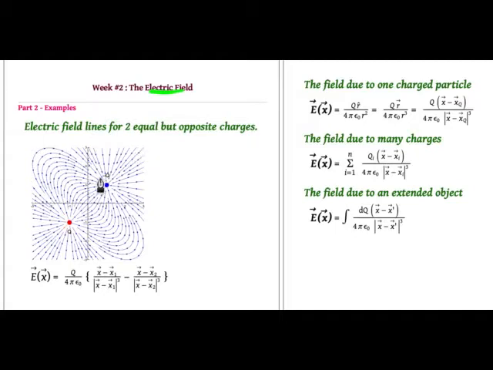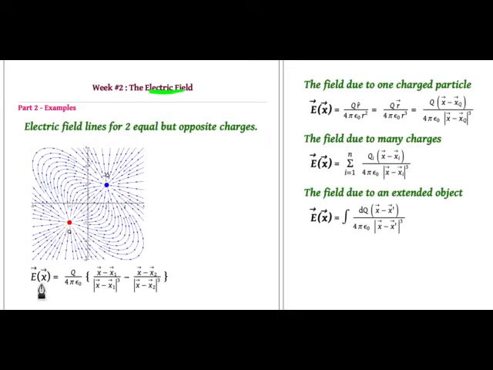If we have sources, charged particles for the electric field, then at every point in space there's a field vector for the electric force at that point. And if I have two equal but opposite charges, the field lines, curves always tangent to the field vectors, trace out a shape for the electric field.